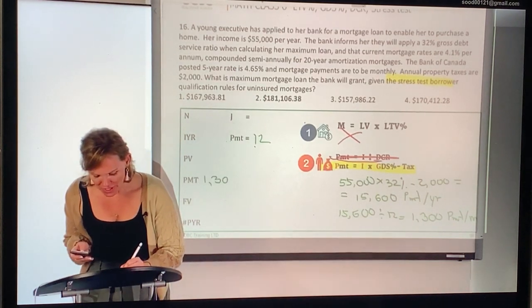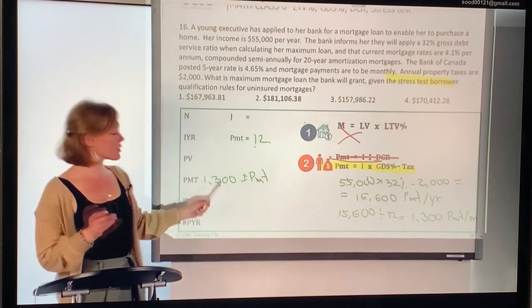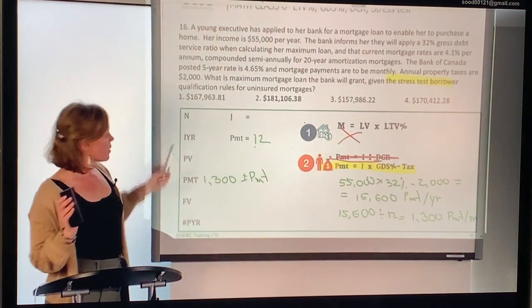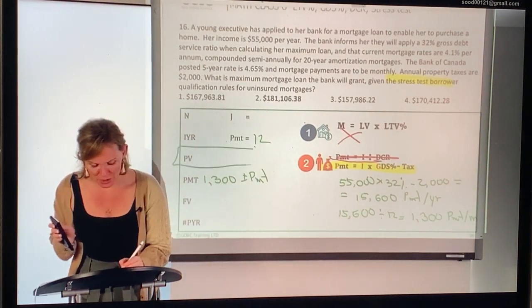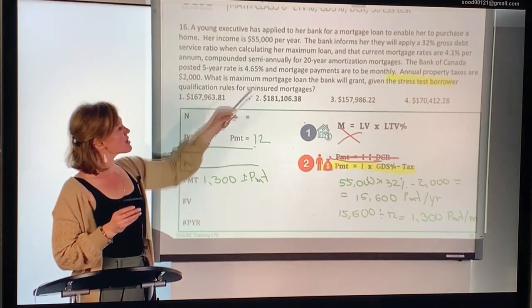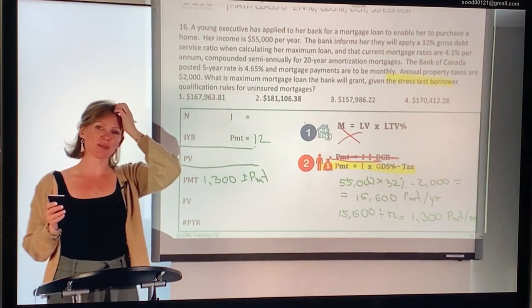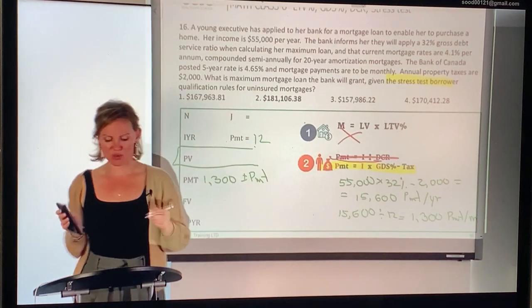So that payment of $1,300 is already sitting in my calculator right now because I did plus minus PMT. Okay. So now we're going to be looking for a present value, because we need to see how much money the bank will lend her. But because it's a stress test question, you have to pull out the two J's and see which one is the highest one. That's what the stress is.